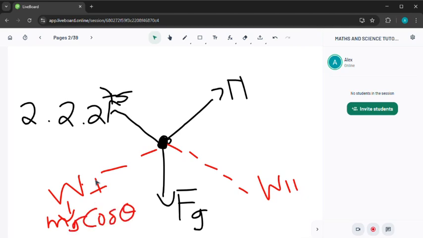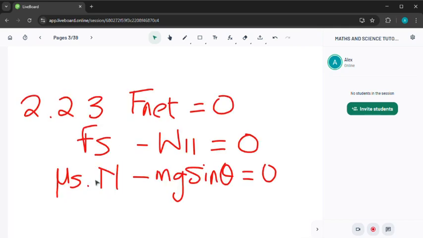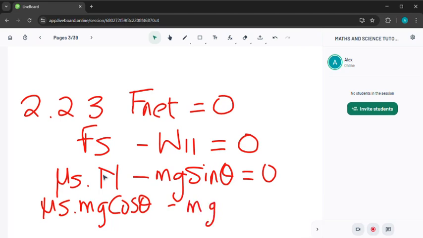Mg cos of theta. So let's try to substitute that. So we're going to say the coefficient of static frictional force multiplied by mg cos of theta. Where does this come from? It comes from weight perpendicular, which is equivalent to the normal force, and then minus mg sine of theta, right? Therefore we can substitute.